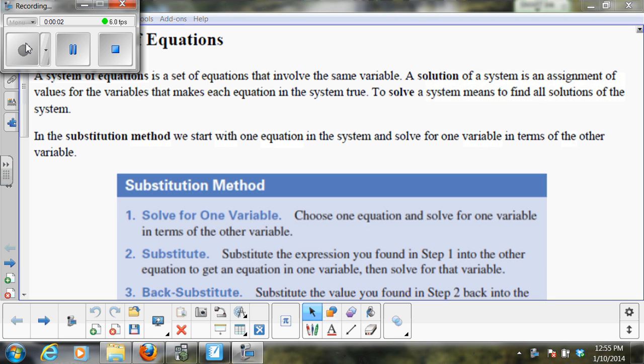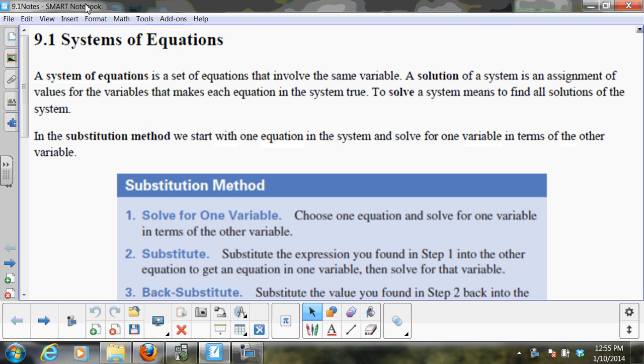This is the beginning of Chapter 9. Chapter 9 has to do with equations and systems and matrices and all that good stuff. So we're going to just start in general with the system of equations. There's different methods that we can use to solve a system.